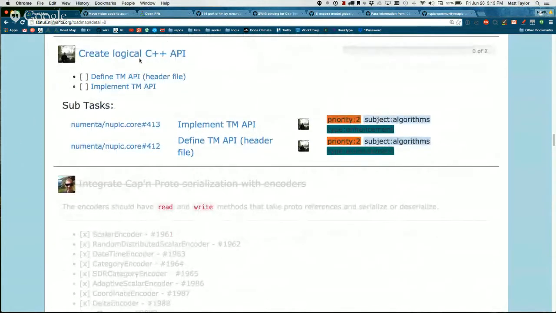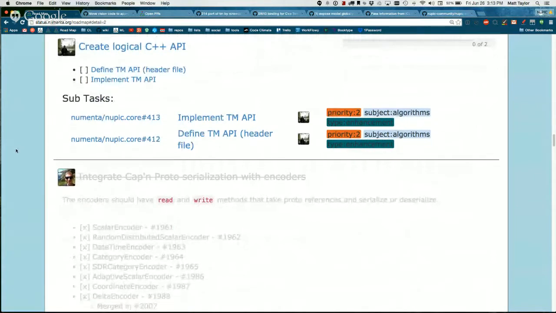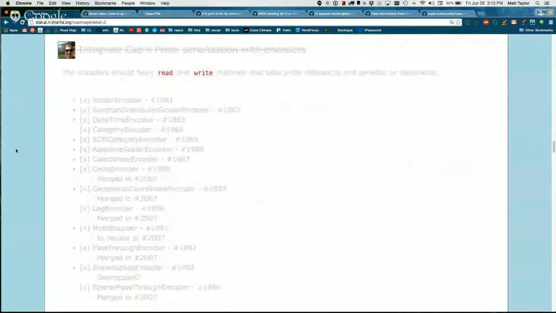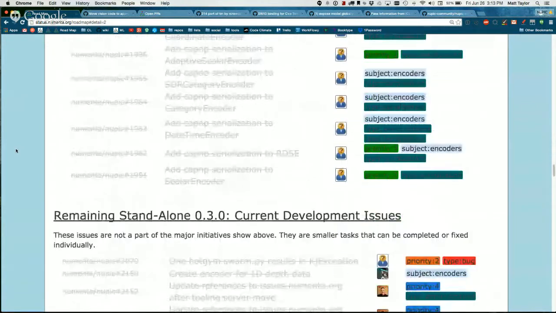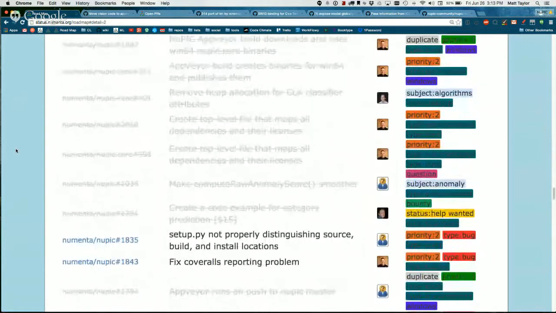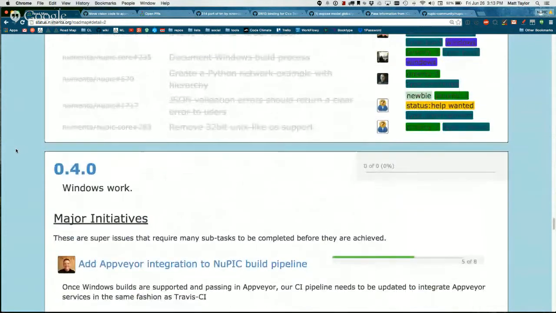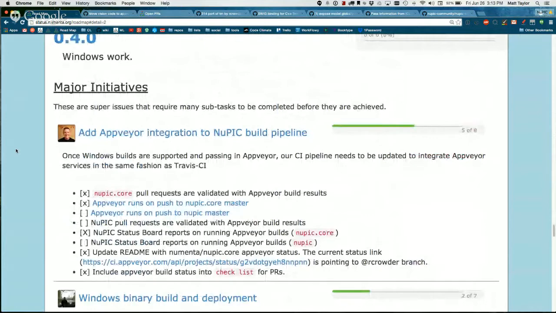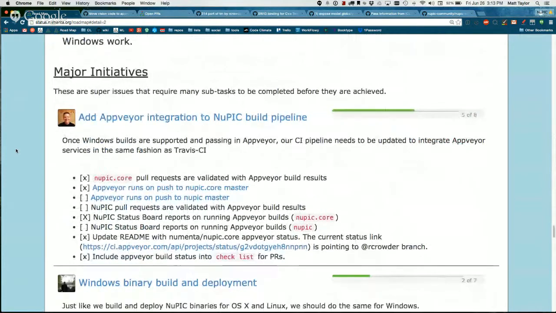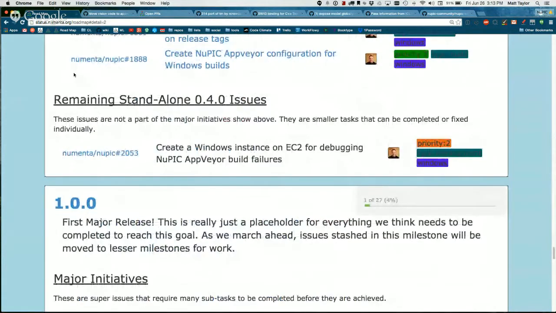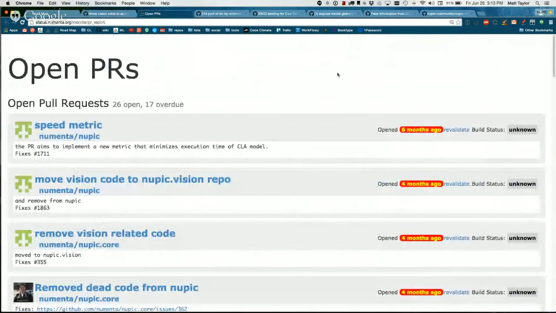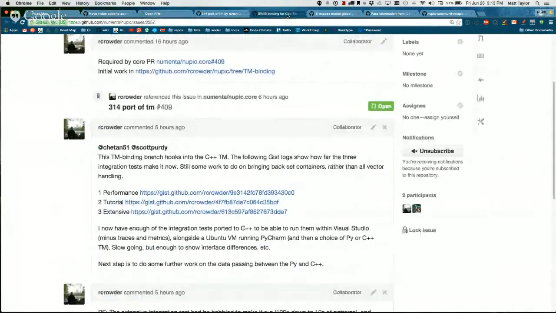Okay, the C++ API is a part of the temporal memory algorithm port, encoder serialization, and so on. These are just one-off issues. And then 0.4, this is where I move the Windows stuff. This is currently on hold. And that's all I wanted to go with that. So we already talked about these issues that Richard has brought up.